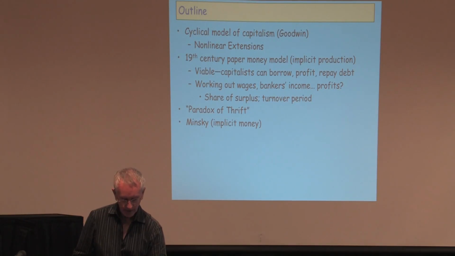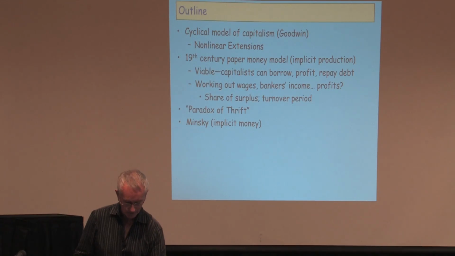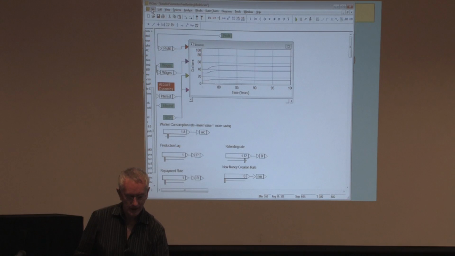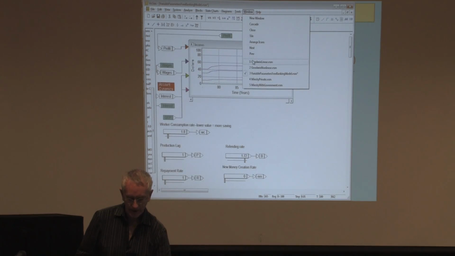Now, I'm going to show you the reasons for crashes, the beginning of the reasons for crashes. And this is with a model which doesn't have explicit money in it yet. It's just implicitly having money there by having debt.